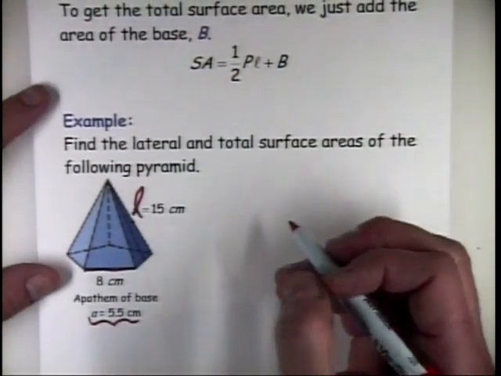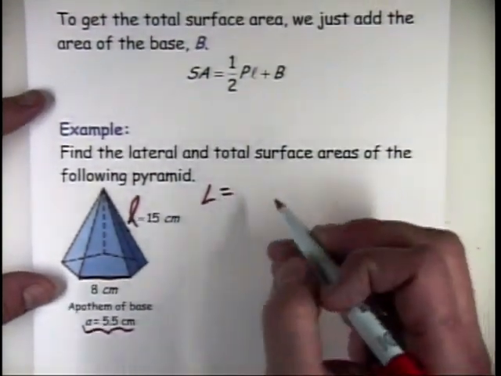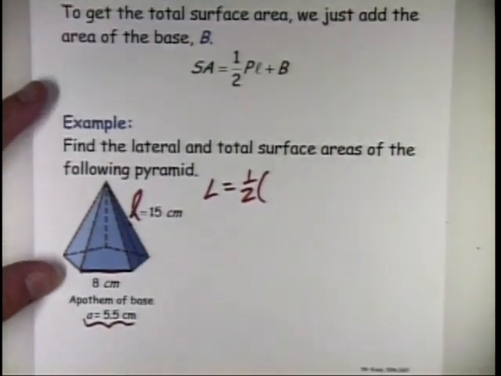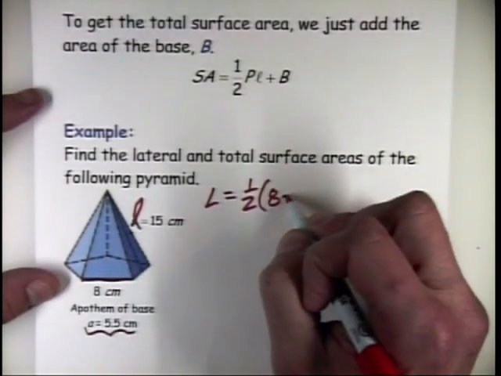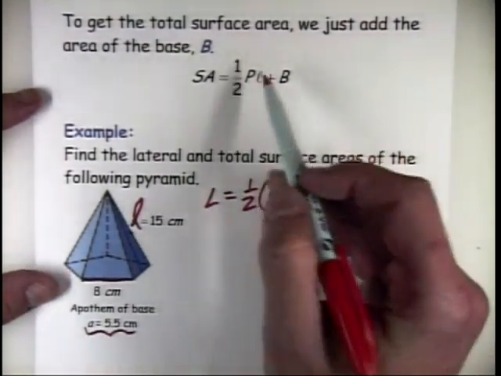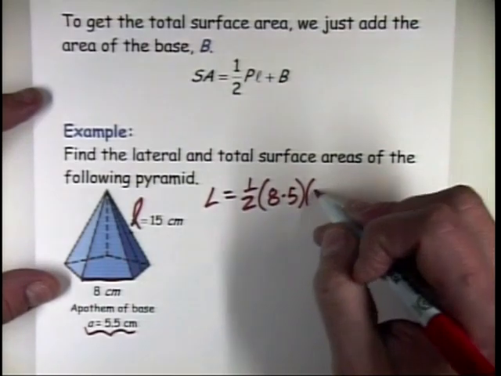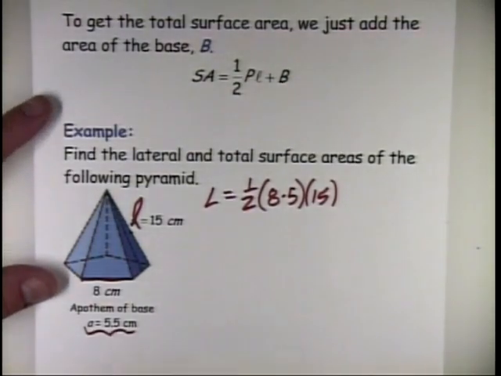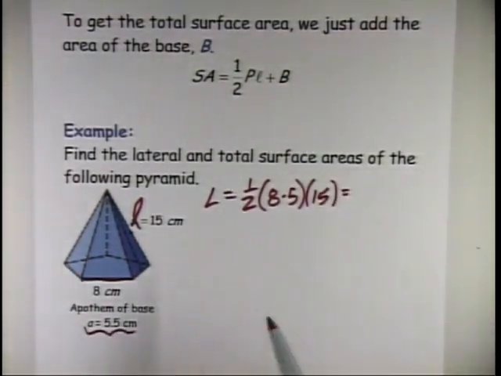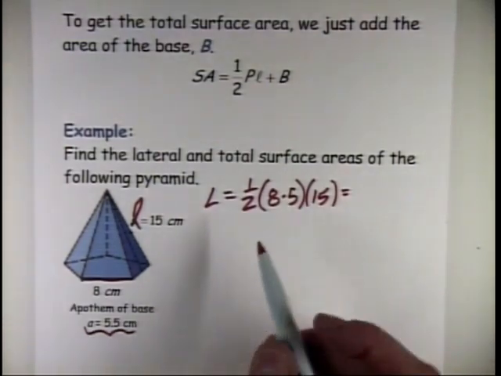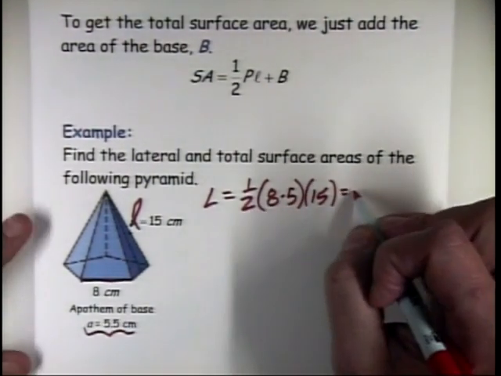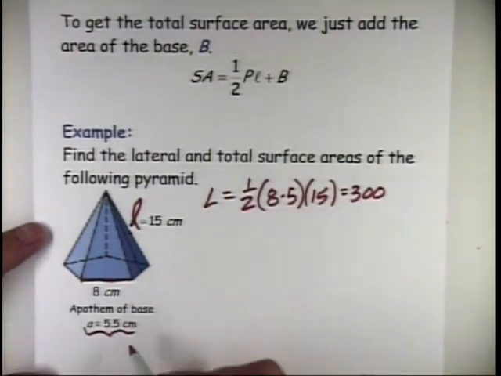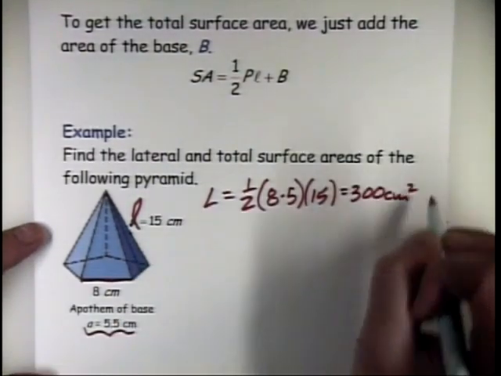So let's go ahead and find the lateral surface area. The lateral surface area is 1/2 the perimeter. Well, notice the perimeter of the base is going to be a pentagon whose sides are 8, so that's 8 times 5. That's the perimeter, times the slant height, which is given to be 15. All right? So I can do the calculations. That is going to come out to be, let's see, 40. Half of that is 20. 20 times 15 gives me 300, and the units are centimeters squared.